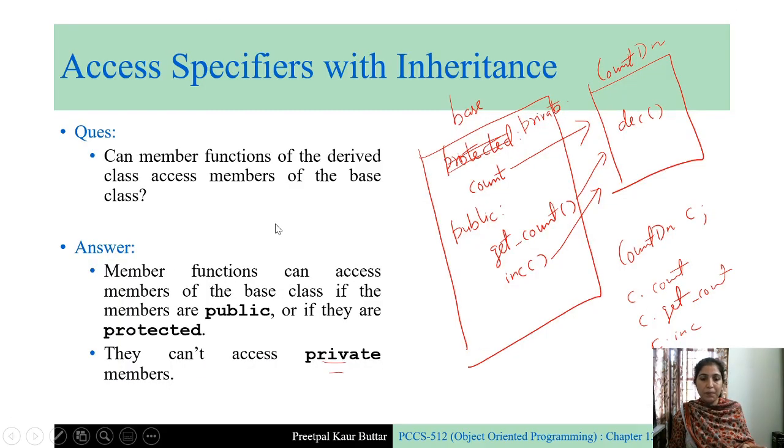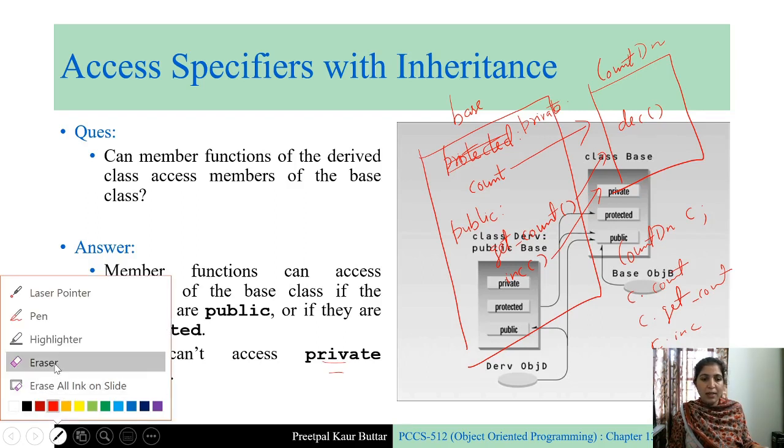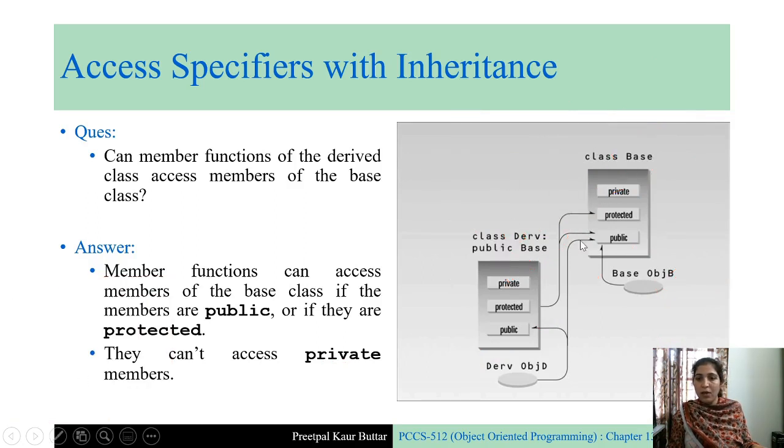Let's go back. Okay, so here is a figure. Let me erase the ink. Okay, so this figure is explaining the same thing. We have a base class, we have a derived class. Inside the base class we have some private members, some protected members and some public members. Okay, and this is the derived class. Same is the case here. We have private, protected and public members.